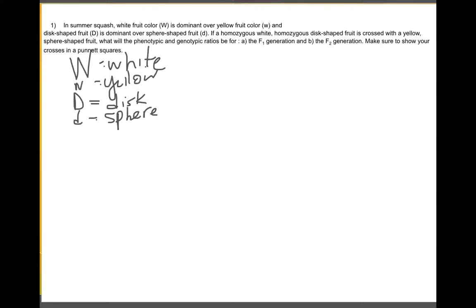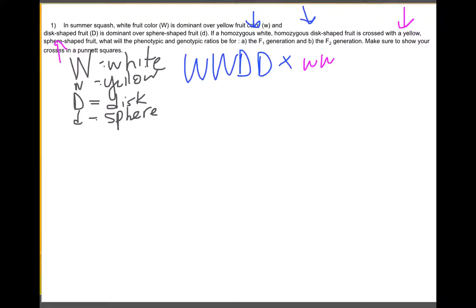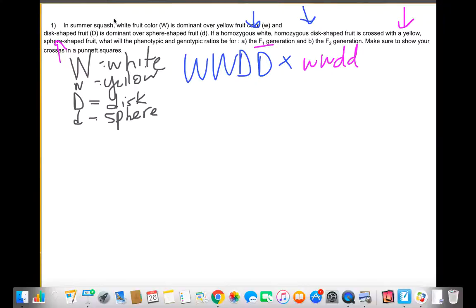So then if we look at the problem itself, the dad, it says, is a homozygous white and homozygous disc. So one parent is homozygous for white and homozygous for disc, which looks like this. It's crossed with another parent who's yellow and sphere shaped. So yellow is little w, and sphere shape is little d, little d. So it actually asks you to do 2 crosses, the F1. So we'll start with that one.